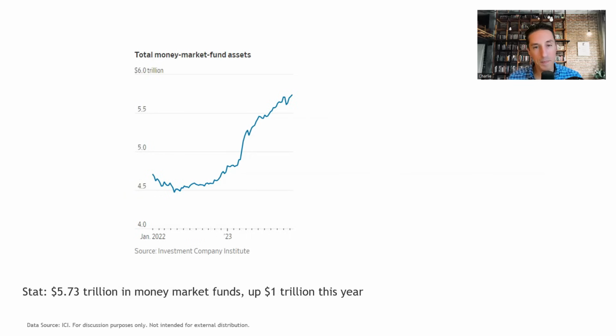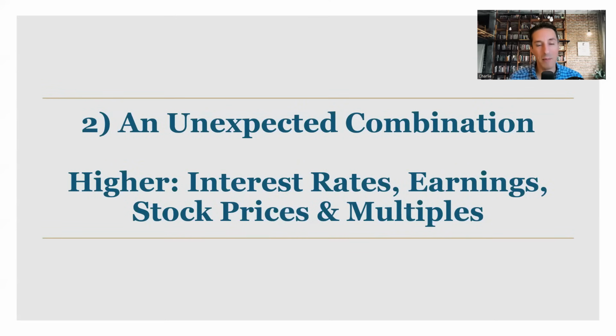So let's talk about this really unexpected combination of events that we've seen this year. If you told someone entering the year that all of these things were going to occur in 2023, they'd probably say that you were crazy. But here we are. This is what has happened so far this year. We have higher interest rates, so a pretty good rise in the 10-year yield, and we have higher earnings, or a lot of people are projecting the earnings recession that we saw in 2022 to continue.